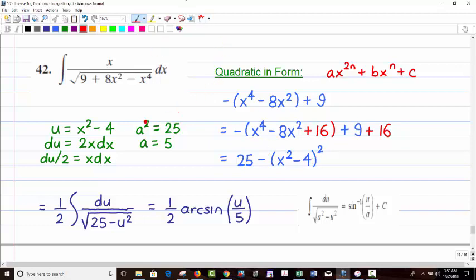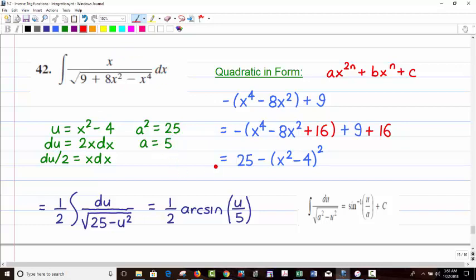So this problem fits beautifully, and that's why this time we have an x in the numerator, because we need to have that x there. Because now the binomial has an x squared in it, x squared minus 4, whose derivative would be 2x dx, so the x needs to be there. And then 1/2 du will give you x dx.